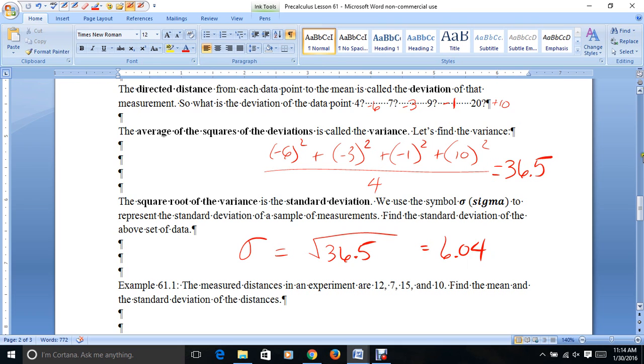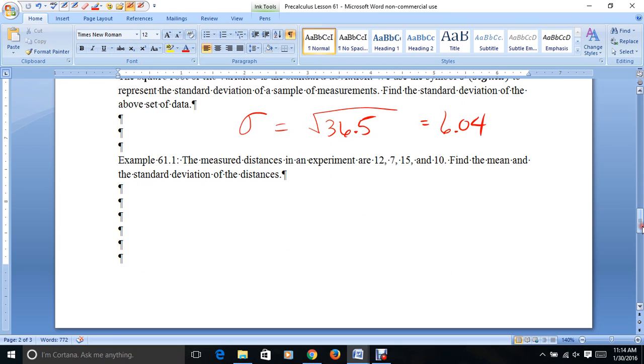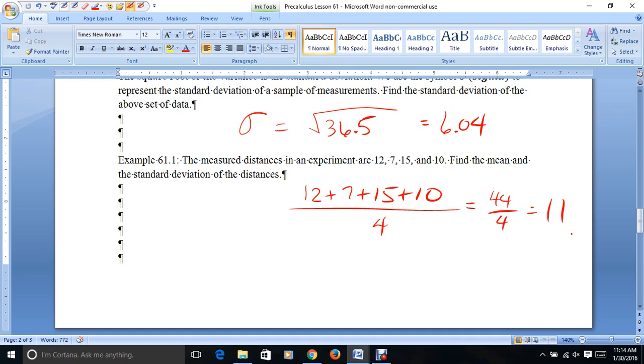Okay, so the measured distances in an experiment are 12, 7, 15, and 10. Find the mean and the standard deviation of the distances. So this is saying that you've got a set of data and you're going to try to find the mean and the standard deviation. If you're going to find the mean, you first of all add up the numbers and divide by how many there are. So 12 plus 7 plus 15 plus 10 divided by 4. That's 19, 29, 39, 44 over 4 is 11. So the mean is 11.